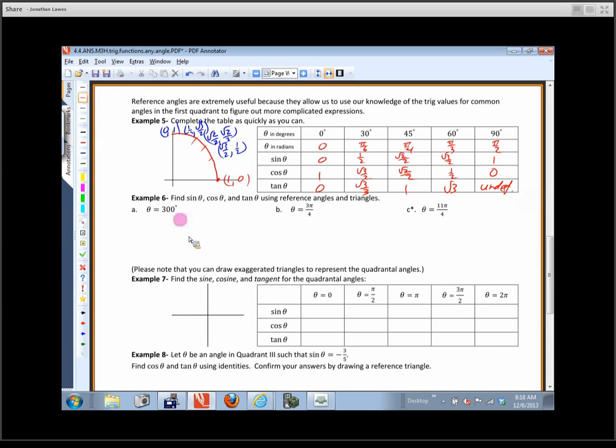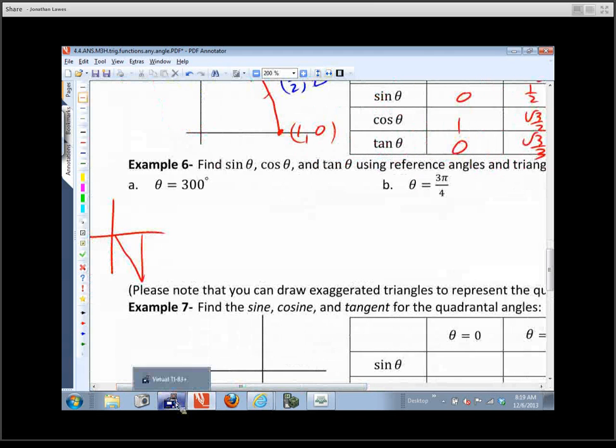Okay, so let's take a look at this one right here. We want to find the sine, the cosine, and the tangent using reference angles and reference triangles. So let's think about where 300 degrees would be. 90, 180, 270, 300 degrees would be this right here. How big is the reference angle? It's only 60. We'd take 360 and subtract 300, okay? Or think about it this way, it's 360 all the way around. You've used 300 of those degrees, so that makes this 60 degrees right here.